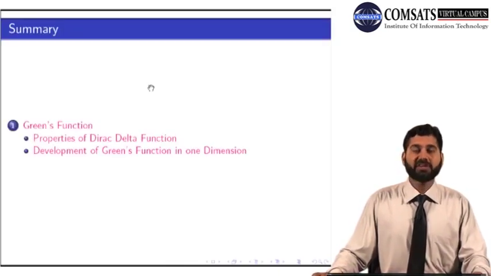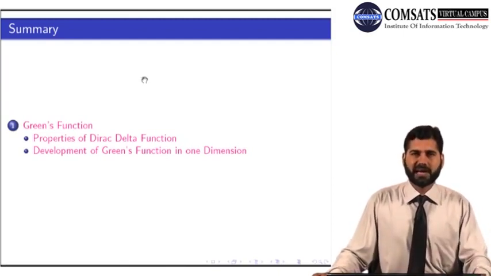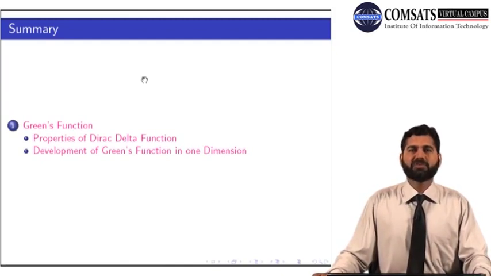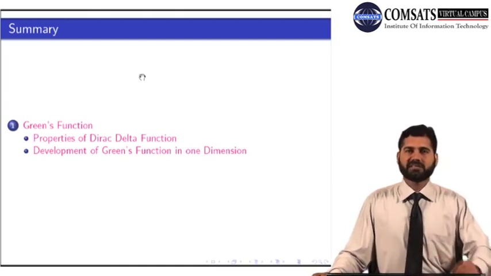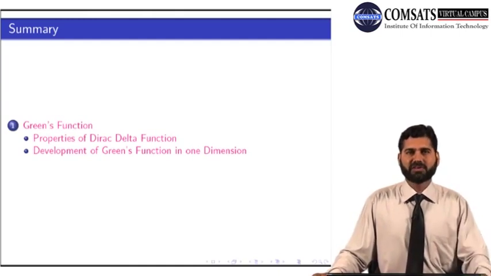What we did today is Green's function, properties of Dirac delta function, and development of Green's function in one dimension. We considered a problem from mechanics, concentrated and distributed loads on a string. We took the solution of concentrated load, and we approximated the solution of distributed load from that concentrated load with the help of Green's function. So this was the main basic idea of Green's function. We will continue with the Green's function in our next lecture.